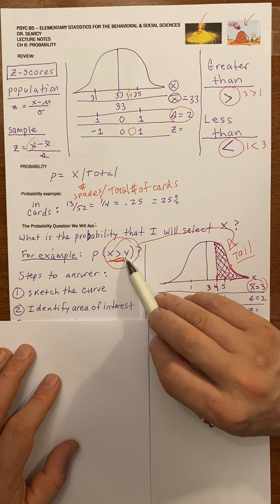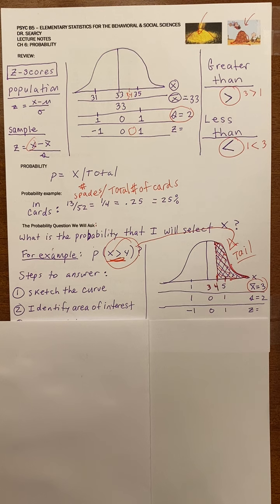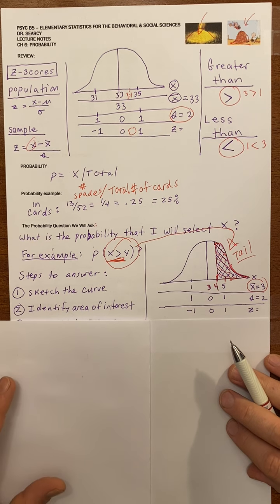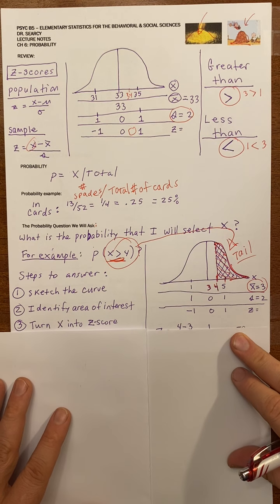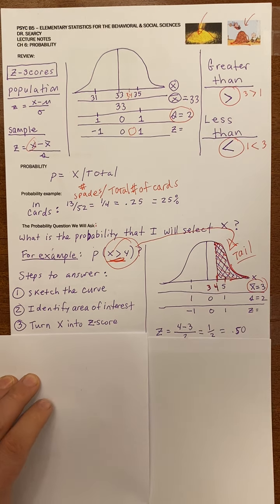And also on this side of the 4. Okay, so with that, we've identified our area of interest. Now we want to know, okay, well, how do we answer the question? How do we find what that probability is? Well, step 3 helps us to acquire that information.